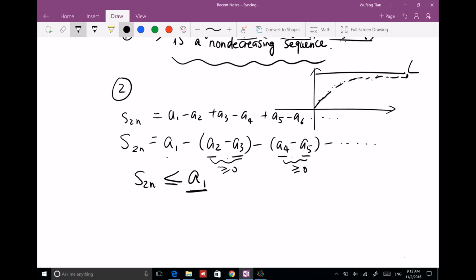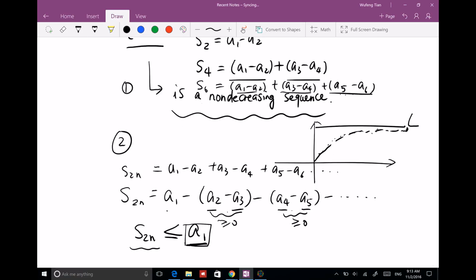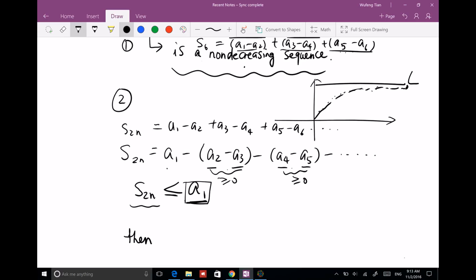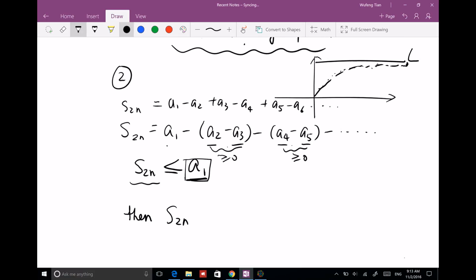The sequence has been bounded. It is less than or equal to this number, a_1, which is positive. So first, it's not decreasing, it's increasing. Second, it has a boundary. So this sequence is a converging sequence. It will converge. Okay. So S_2n is a bounded, non-decreasing sequence.